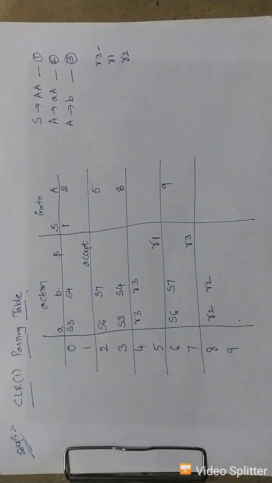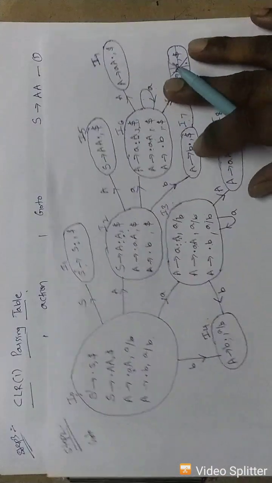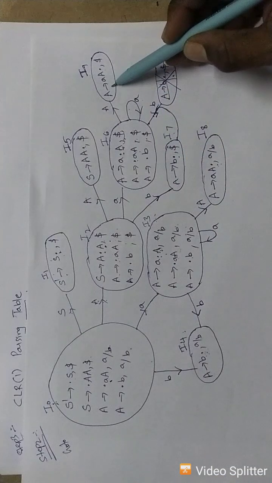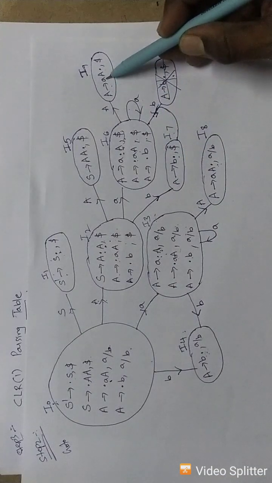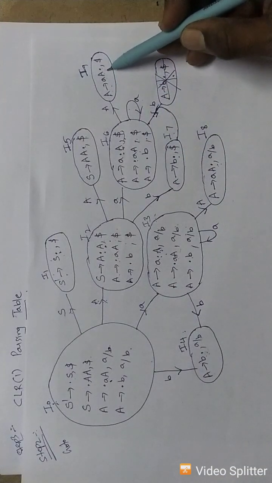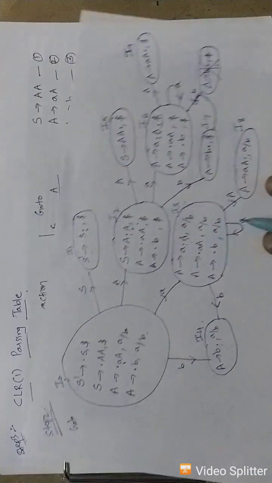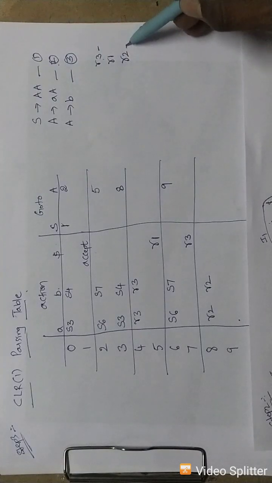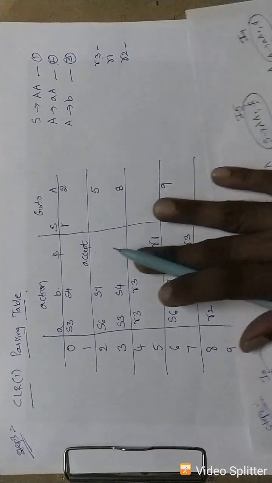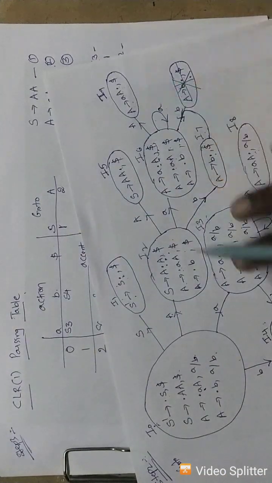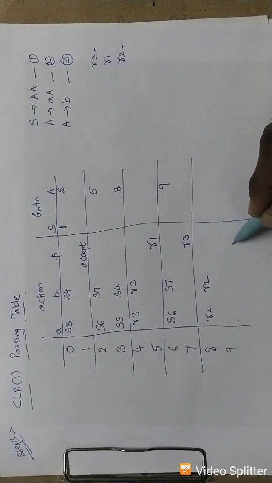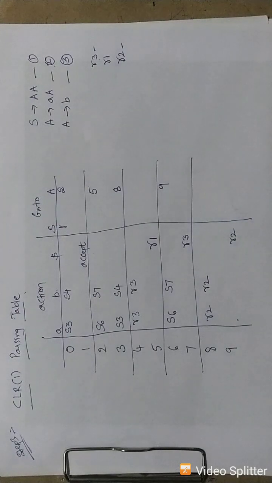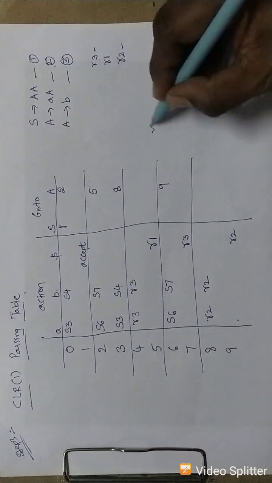Right? Now coming to the last state, that is I9. Here also this is the second production. A implies a A dot, final item, under the dollar look ahead, that is the second production, nothing but R2. I should keep it under the dollar. So keep this R2. Now this is the CLR1 parsing table.